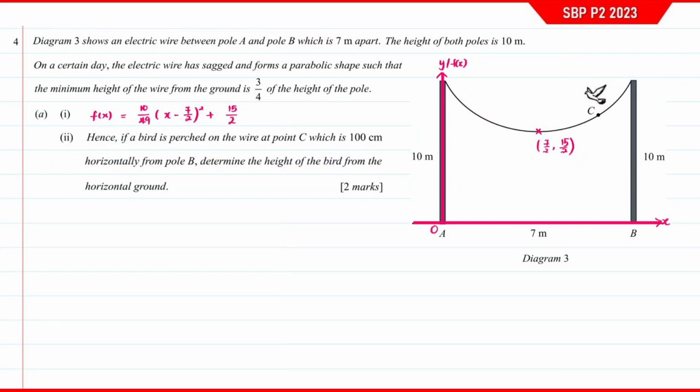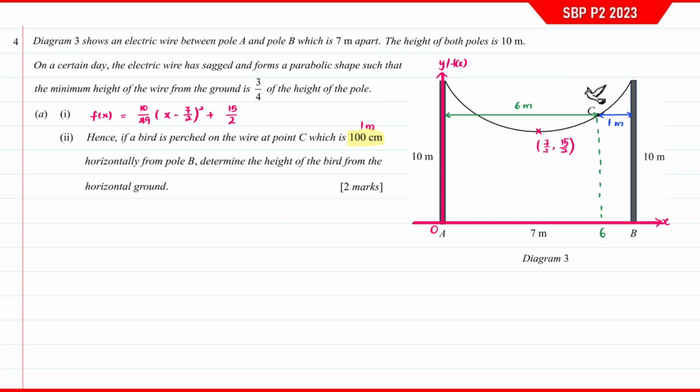A2. Hence, if a bird is perched on the wire at point C, which is 100 cm horizontally from pole B, determine the height of the bird from the horizontal ground. So here the 100 centimeters is equal to 1 meter. So in the diagram, here will be the 1 meter. Then the horizontal distance of point C from A will be 6 meters. So now we already have the x coordinate of the point C.